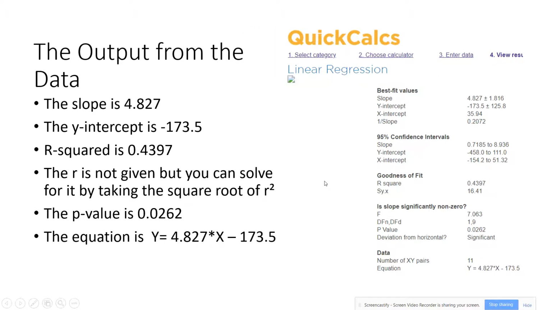You're going to hit the Calculate Now button and look at all this output it gives you. You've got the slope, which is 4.827. You've got the y-intercept, which is the first part of this, negative 173.5. You have the r squared, which is 0.397. You're not given the r, but if you take the square root of this, you'll get what the r is. The p-value, which is right here, is 0.0262. And look here, this is kind of cool. It already tells you it's significant, so you don't have to guess if you use the website.